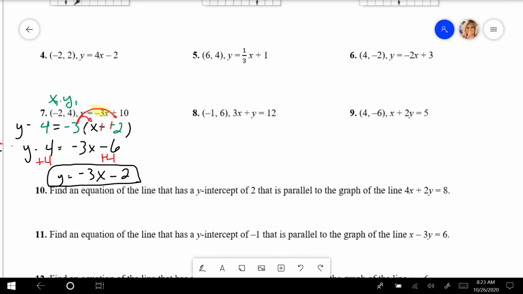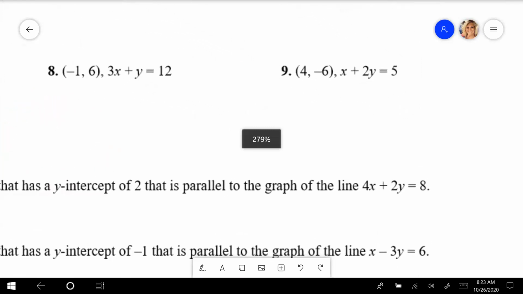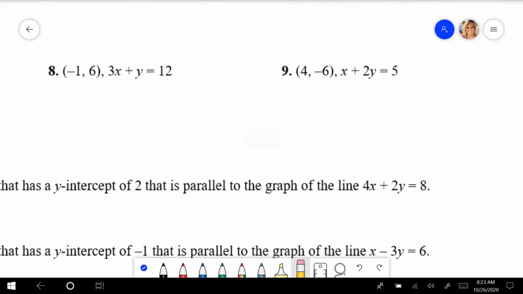Now, number 8 and number 9, we have to do a few more steps before we can get our answer. We have our point. We have the x1 and the y1. But look at this equation right here. It is not written in slope-intercept form. So the first thing we need to do is get it in slope-intercept form.